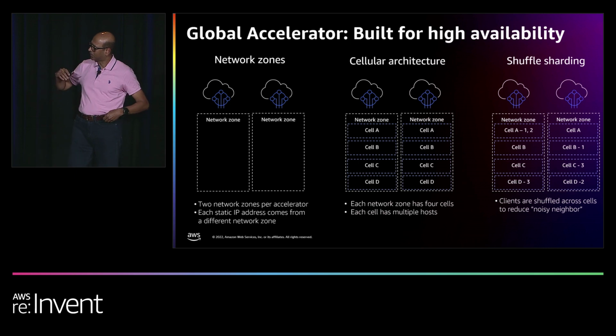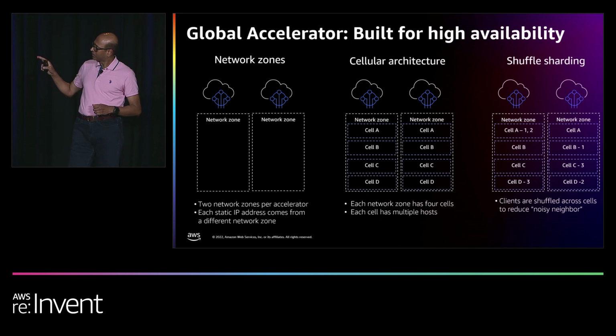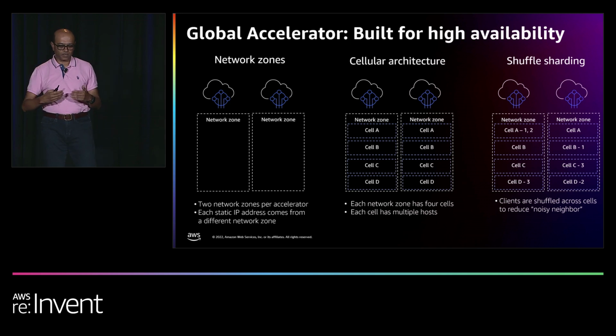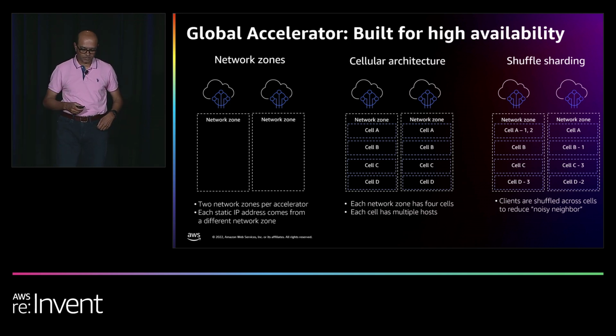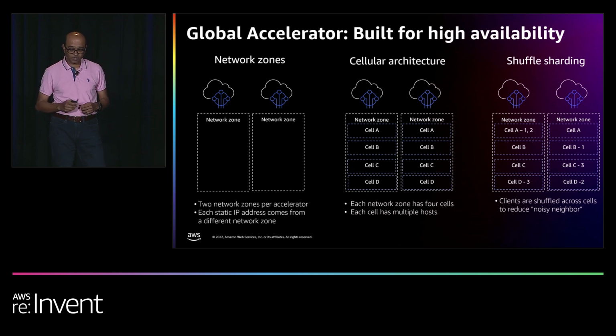So in this example, what you see here is 3 customers. We're calling them customers 1, 2, and 3. You see that customers 1 and 2 are mapped to cell A in the network zone on the left, and in the network zone on the right, you see that they're mapped to 2 different cells, right? So again, this is how we minimize the noisy neighbor problem. By the way, this is also the reason why we always recommend that you use both IP addresses of your accelerator, not only for resiliency reasons, but also because it doubles the capacity, right? There are more resources available for your accelerator when you use both IPs on each edge POP.